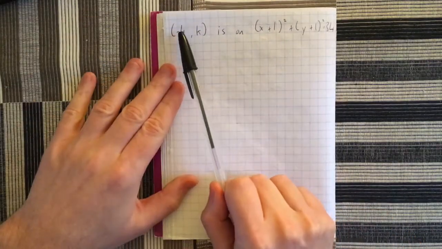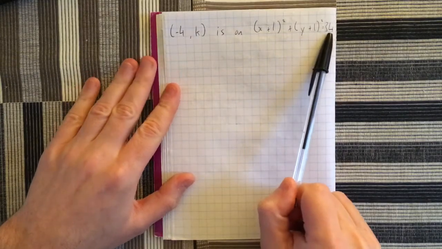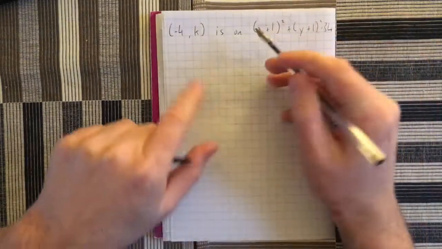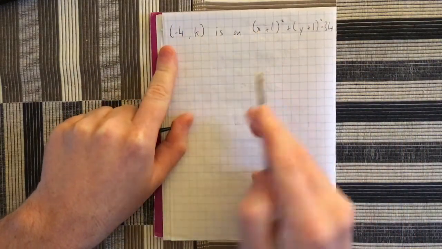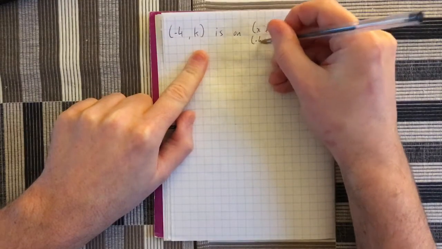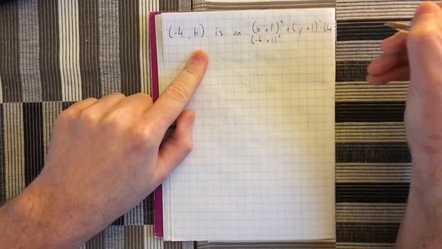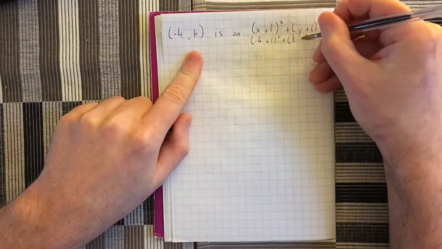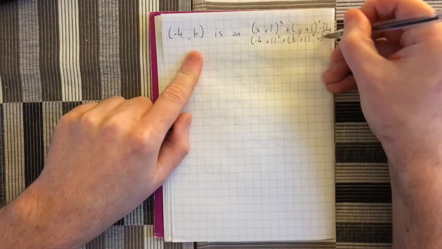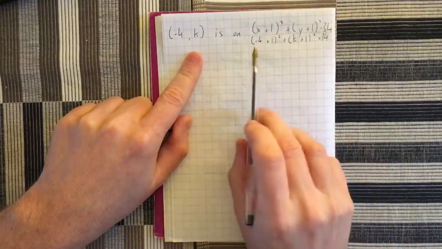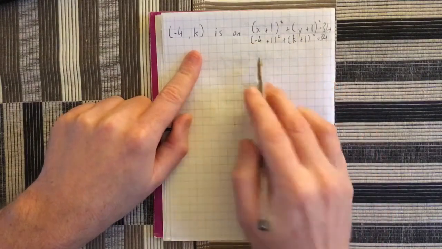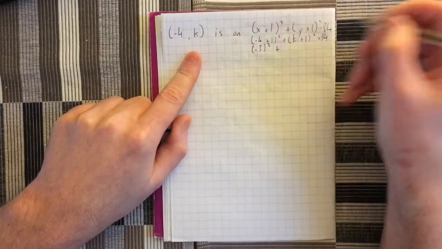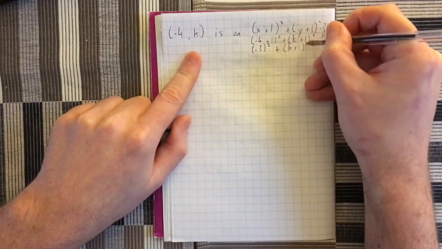So if I am told (-4, k) is on that circle, if I sub this into the circle, it should be equal to 34. So sub -4 in for x. So I get (-4 + 1)² plus, I sub k in for y, (k + 1)² equals 34. So -4 plus 1 is -3. So this bit here is (-3)² plus (k + 1)² equals 34.